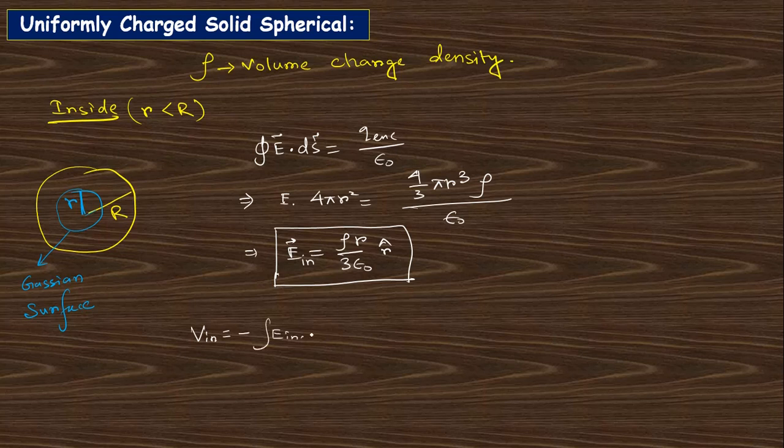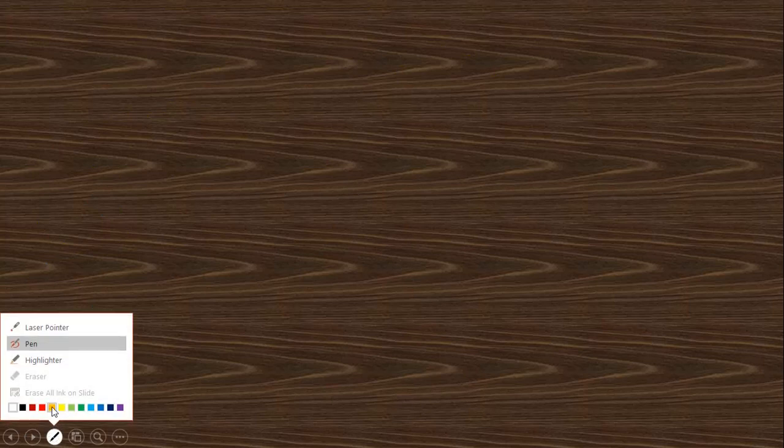The corresponding inside potential will be minus E dot dr. So this is rho by 3 epsilon naught, r dr. This is nothing but minus rho r squared by 6 epsilon naught, with some constant C1. This is V in.